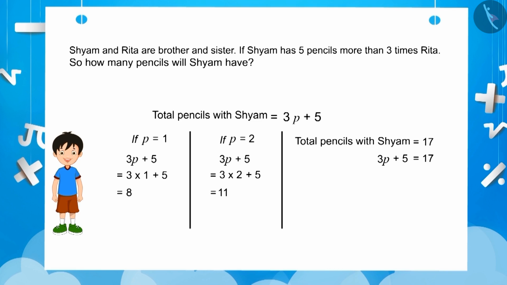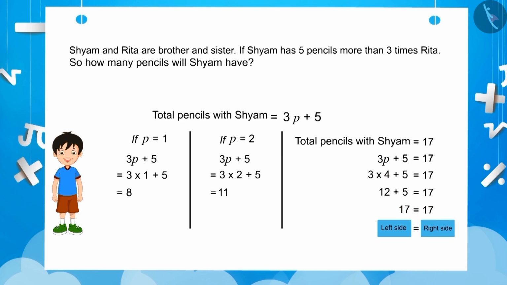Putting 4 in place of P, we get 3 multiplied by 4 plus 5 is equal to 17. 12 plus 5 is equal to 17. 17 is equal to 17. LHS is equal to RHS. As we can see here that both sides are equal. So, 4 is the solution of this equation.